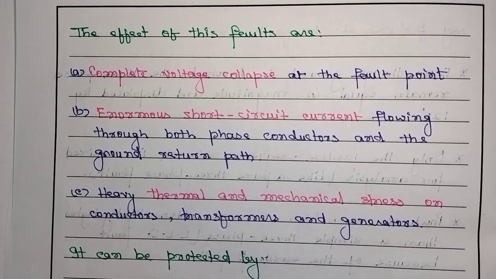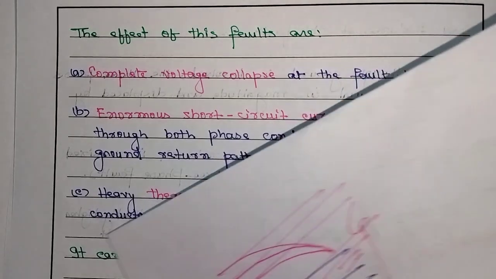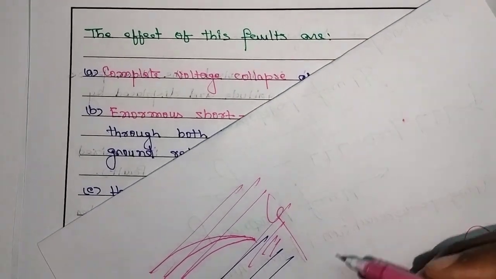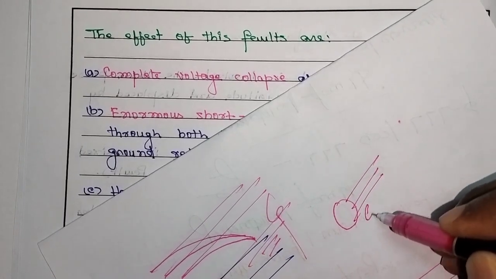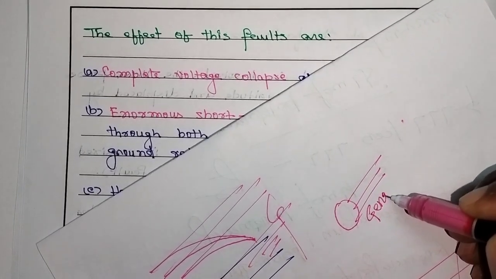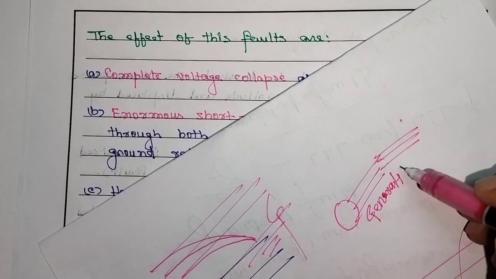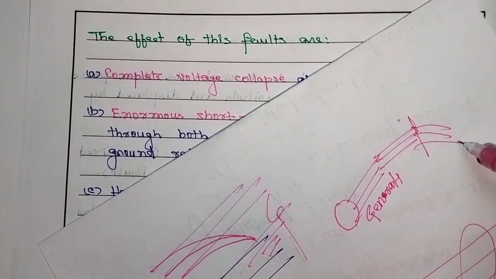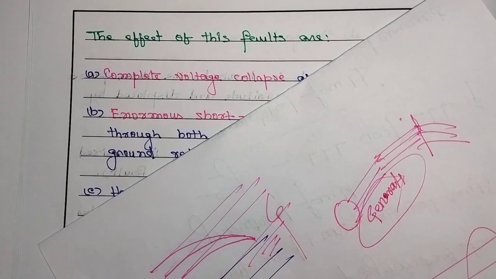The effects of these faults are complete voltage collapse at the fault point. Already I have told you that it mainly occurs on the generation side, not on the transmission side, not on the utilization side. That's why this type of fault can also be called the generator fault.